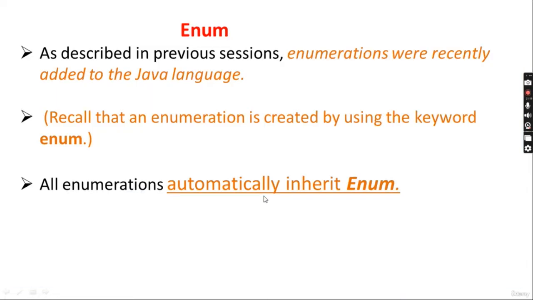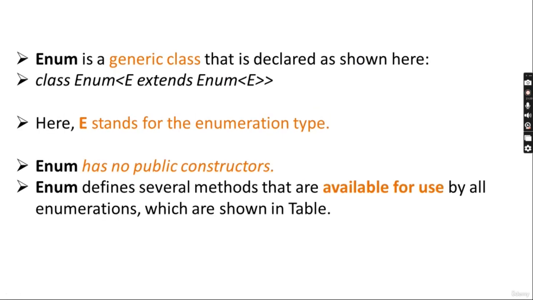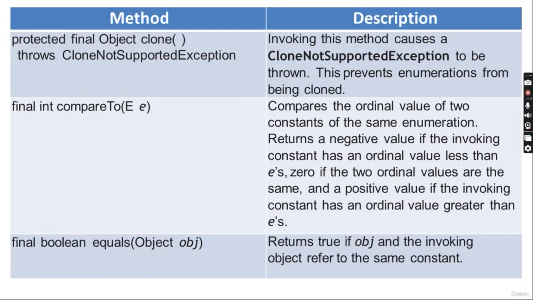Then enumeration. Enumerations were recently added to the Java language. An enumeration is created by using the keyword enum. All enumerations automatically inherit the class Enum. Enum is a generic class that is declared as shown here: class Enum<E extends Enum<E>>. E stands for the enumeration type. Enum has no public constructor. It defines several methods that are available for use by all enumerations, which are shown in the following table. Okay, so these are the methods.